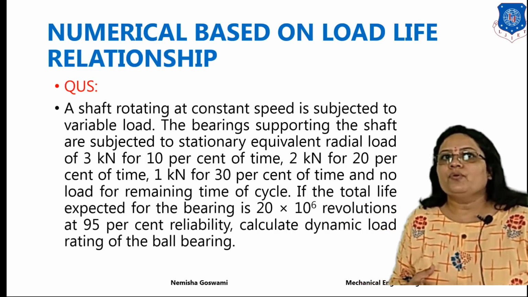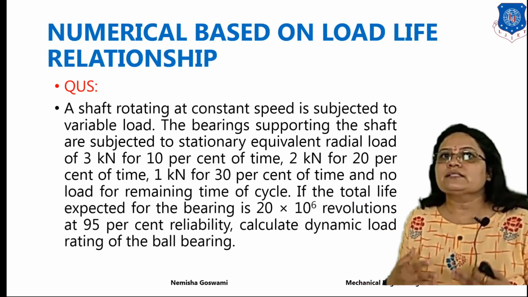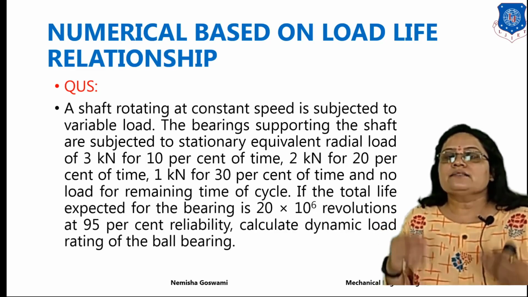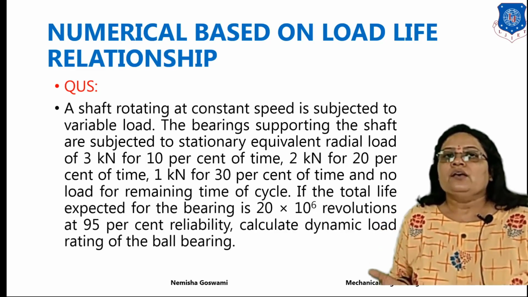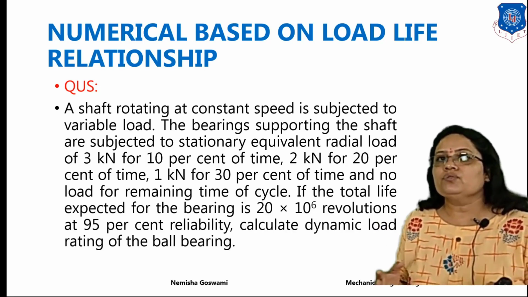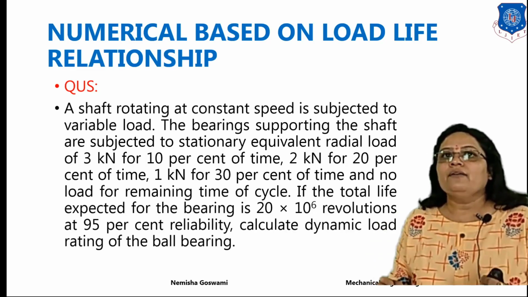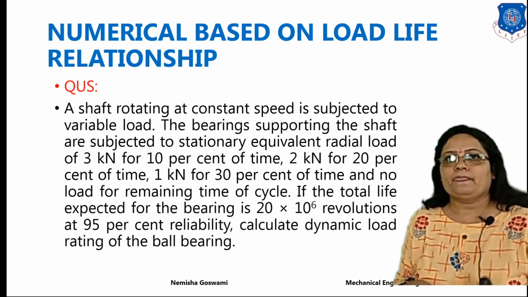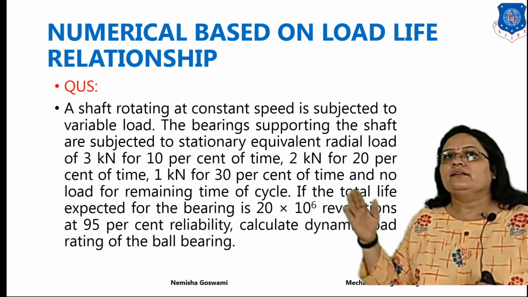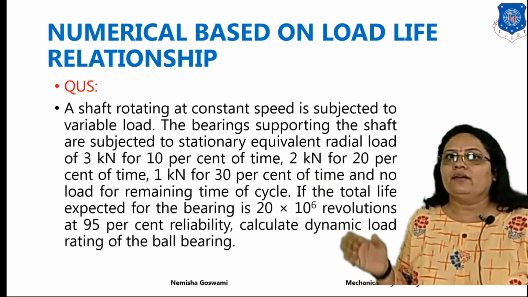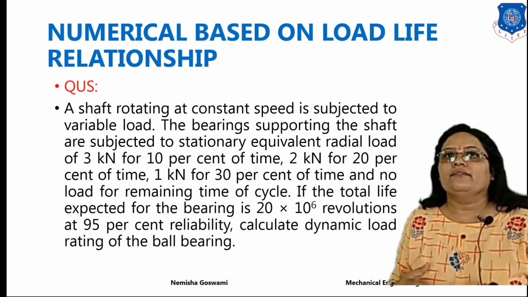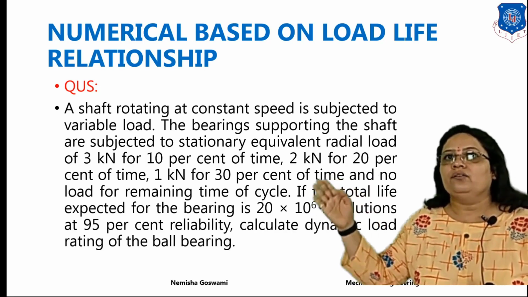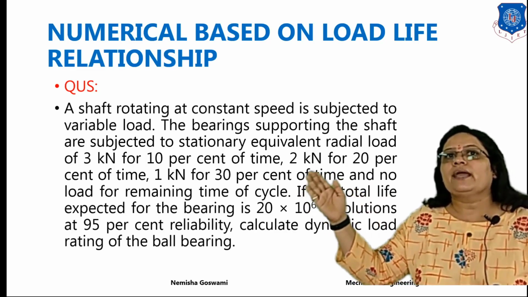And the bearings supporting the shaft are subjected to stationary equivalent load. So we have used bearings which are supporting the shaft, okay? So when a bearing is used for supporting purpose, that bearing is also subjected to variable load, right? So for that condition, different radial loads are given. You can see here they are subjected to a stationary equivalent radial load of 3 kilonewton for 10% of time.